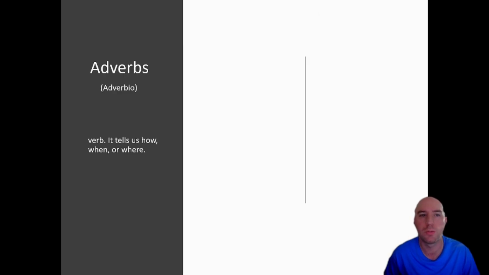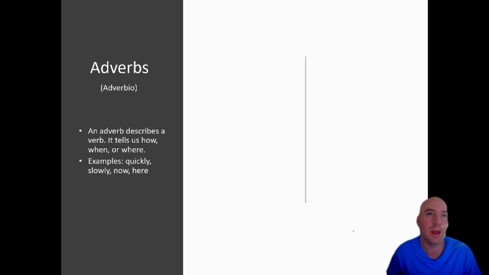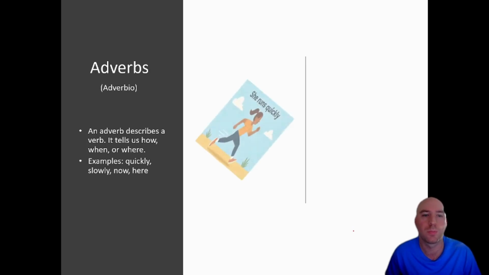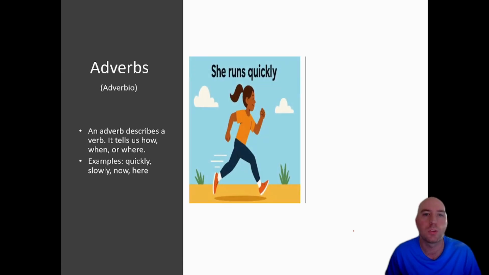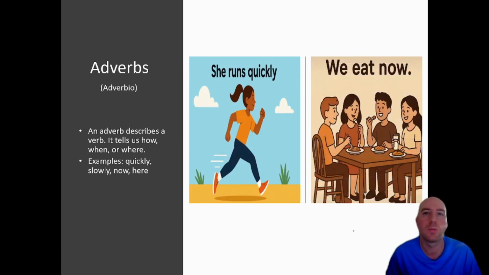Adverbs. An adverb describes a verb. It tells us how, when, or where. Examples are quickly, slowly, now, or here. General rule is if it ends in ly, it's an adverb. She runs quickly. We eat now.